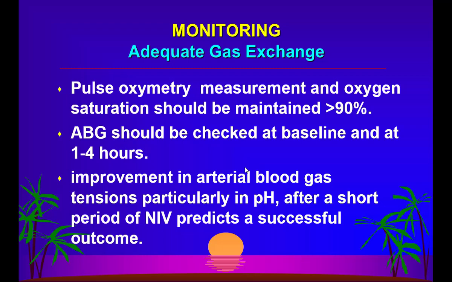Now you also have to monitor these patients in terms of the ABG and pulse oximetry. Pulse oximetry has to be there all the time. They must be able to maintain adequate oxygen saturation. Ideally you keep the saturation between 88 to 92%. Do ABG after 1 to 4 hours, see how his oxygenation is, how his CO2 level is. Especially look at the pH values. The pH should improve. CO2 may not improve, but the pH has to improve.